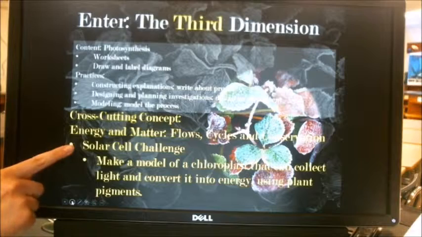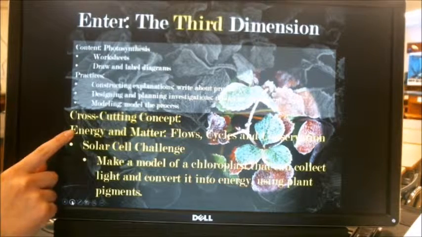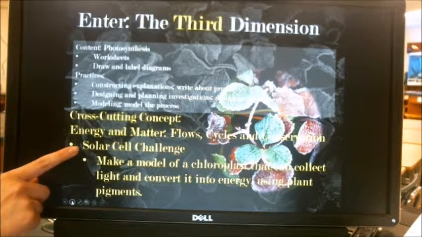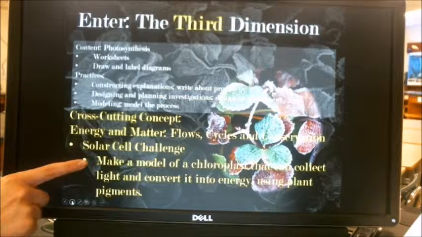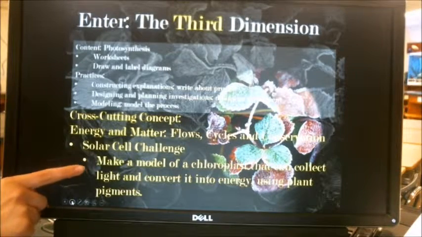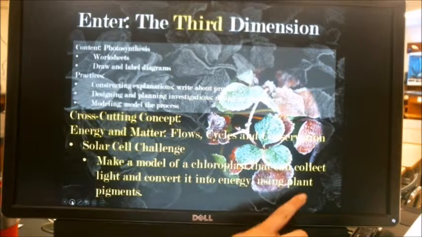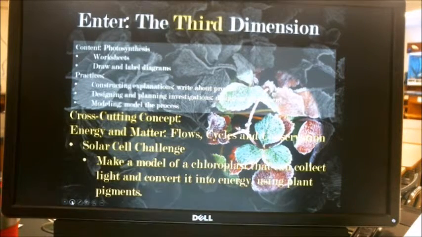So the lesson that I designed for this cross-cutting concept with the content of photosynthesis and using the practice of engineering, I designed a solar cell challenge where students made a model of a chloroplast, a working model, and this model could collect light and it converted it into energy. And to make this model of a chloroplast, we actually extracted plant pigments. And their challenge then was to extract the best pigments to optimize the amount of light absorbed by the model chloroplast.